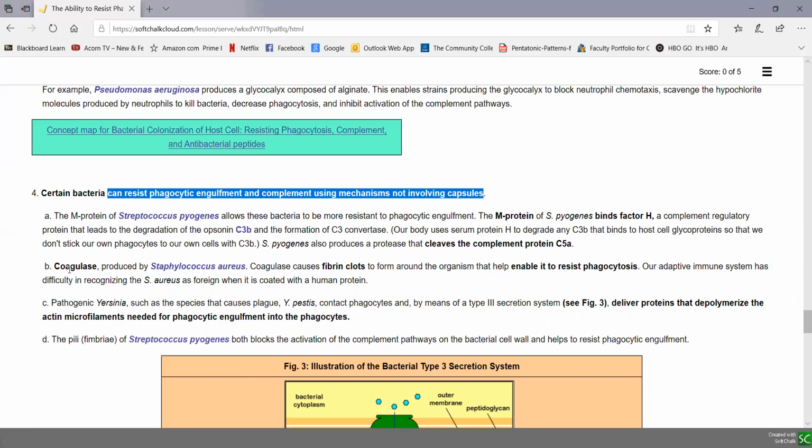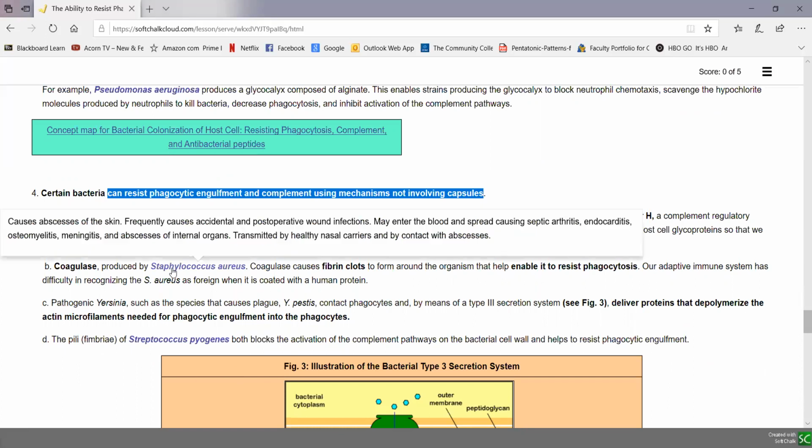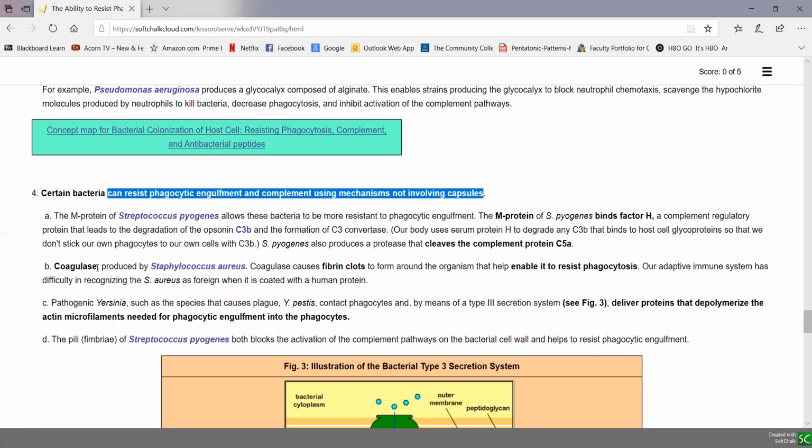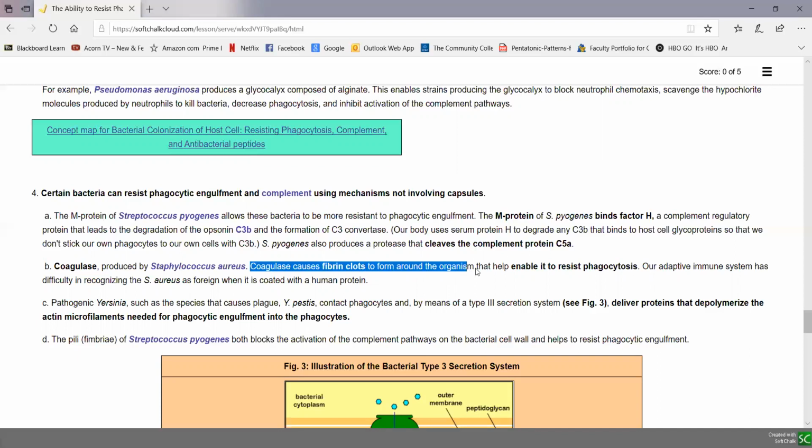As just a couple of examples here, Staphylococcus aureus, a common cause of accidental and postoperative wound infections that causes abscesses of the skin, produces an enzyme called coagulase. And coagulase causes fibrin clots to form around the staphylococcus, which helps it to resist phagocytosis. Remember, fibrin is one of our own proteins. It's part of our clotting system.